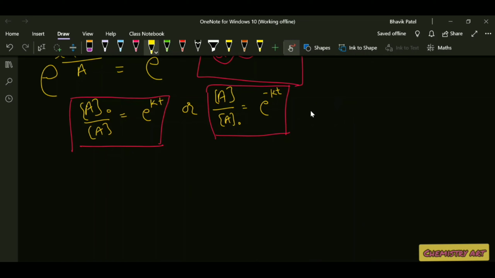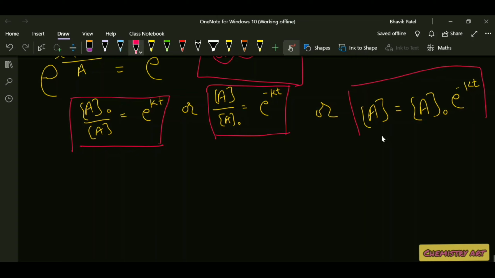Okay, this equation I can write in this form also, that A is equal to A naught e to the power minus kt. Okay, so these are very important formulas. And now let's see the graphical representation of some equations.